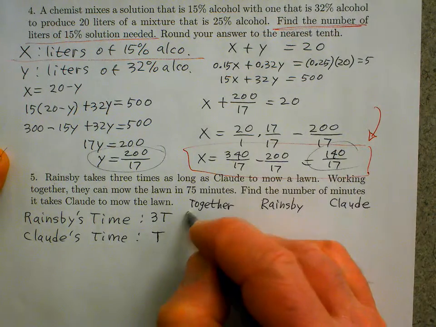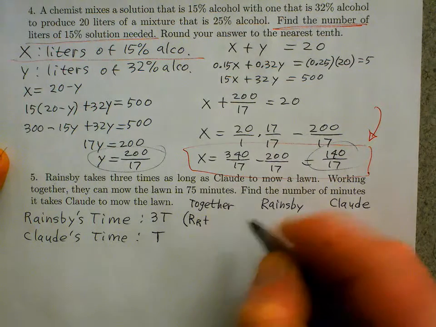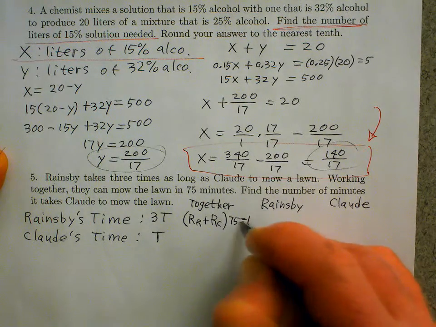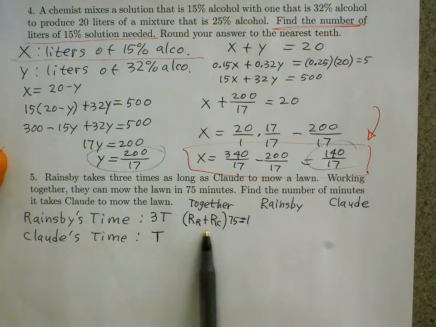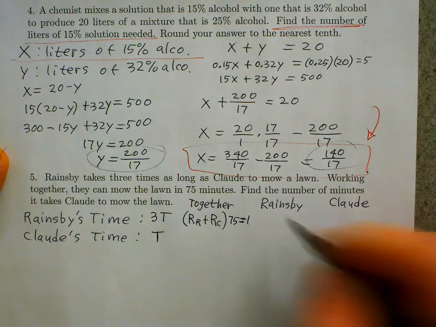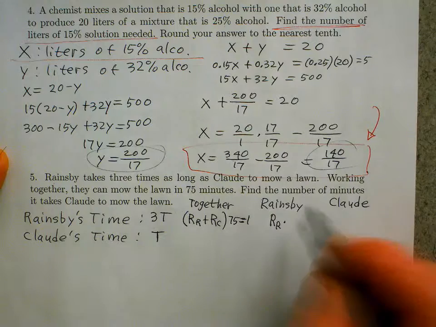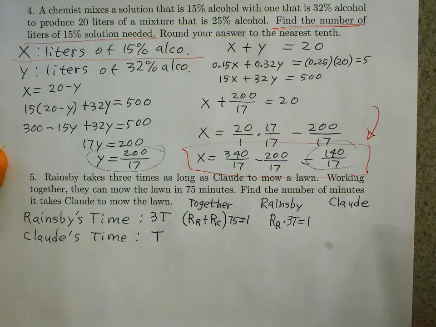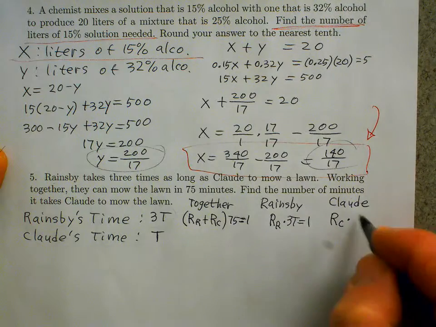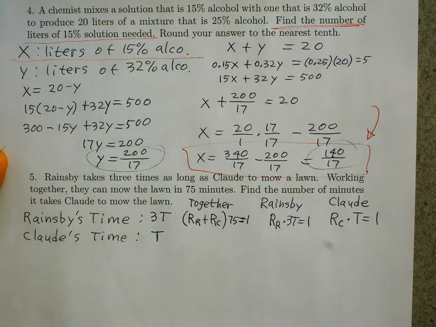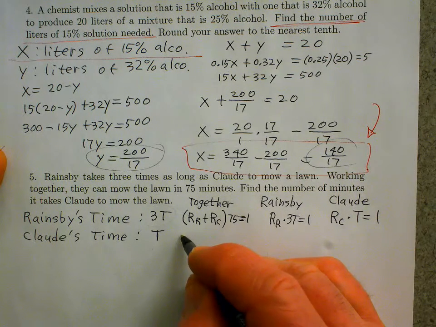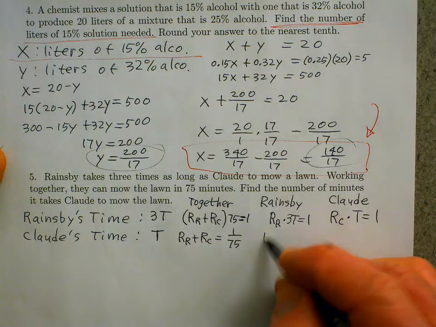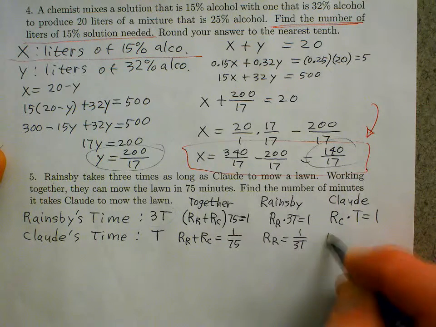Okay, when they work together, Rainsby works at a certain rate, Claude works at a certain rate, and we're told that when they work together, they can mow the lawn in 75 minutes. So rate times time equals 1. Rainsby works at a certain rate, and 3t represents the amount of time Rainsby takes. And Claude works at a certain rate, and in t minutes, he can mow one lawn. So Rainsby's rate plus Claude's rate is 1 over 75. Rainsby's rate is 1 over 3t. Claude's rate is 1 over t.